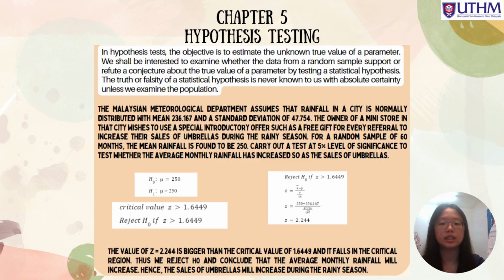1.6449, and it falls in the critical region, so we reject the null hypothesis and conclude that the average monthly rainfall will increase. Hence, the sales of umbrella will increase during the rainy season.